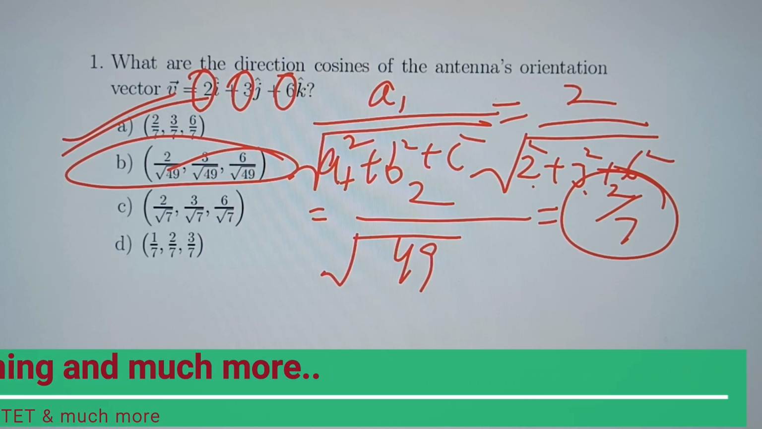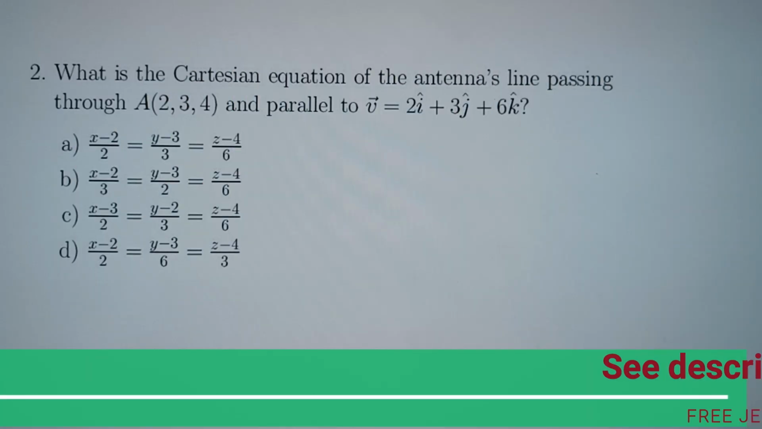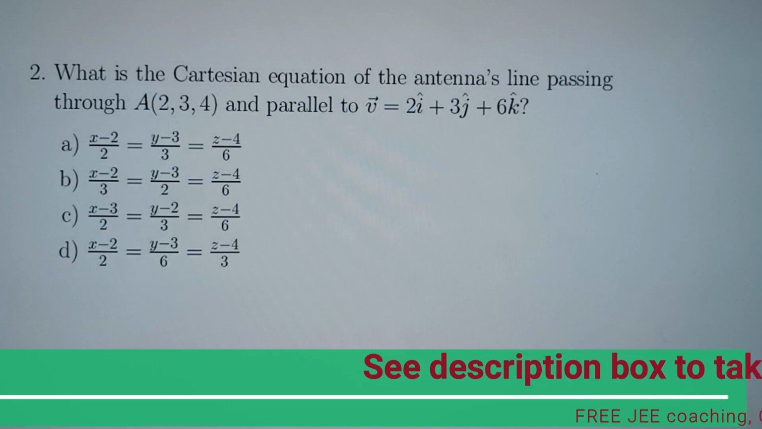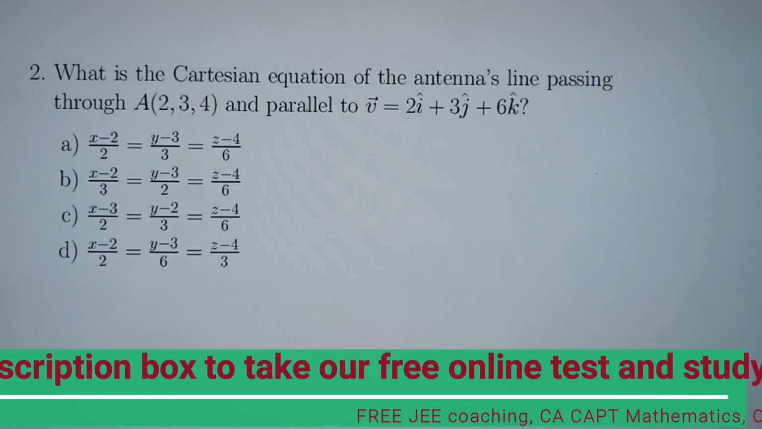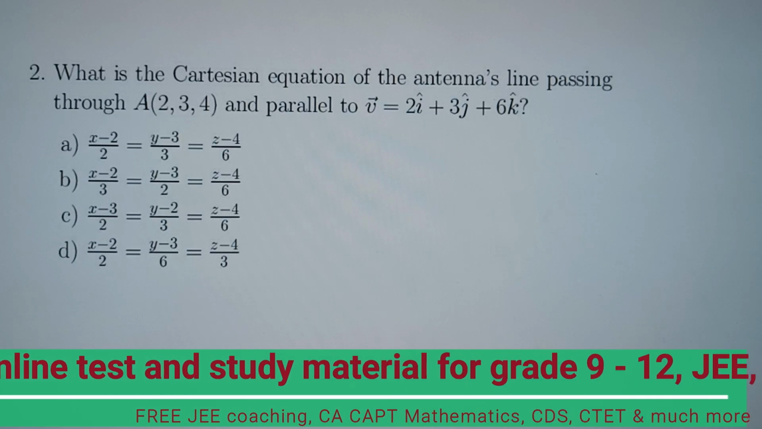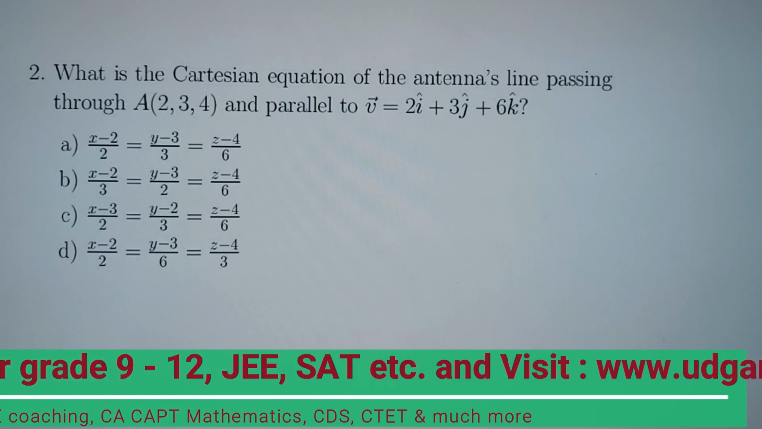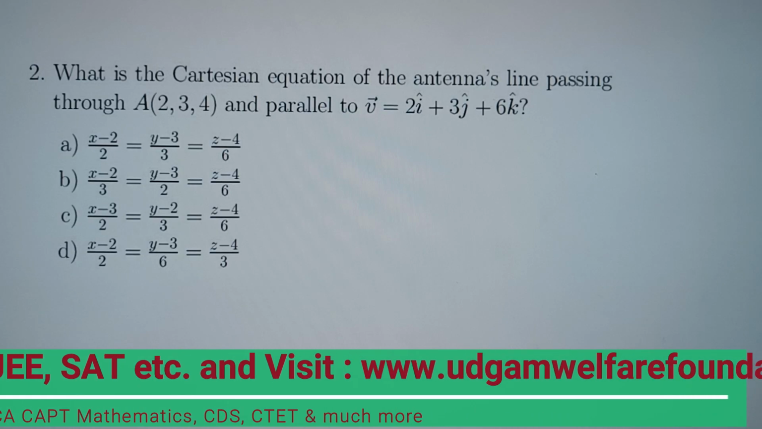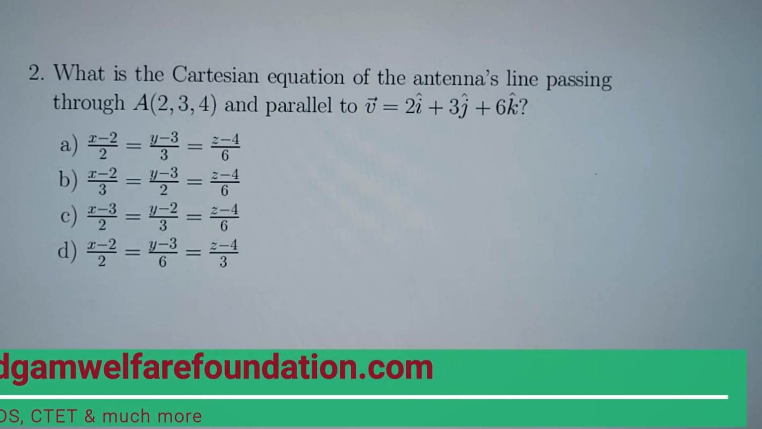Now let's move forward and discuss our second question. So students, here comes our second question. What is the Cartesian equation of the antenna's line passing through A and parallel to this particular vector? That means we have to find the equation of a line which is passing through a particular point and having direction ratios equal to the vector v = 2i + 3j + 6k.